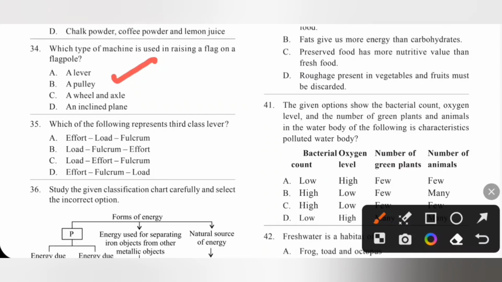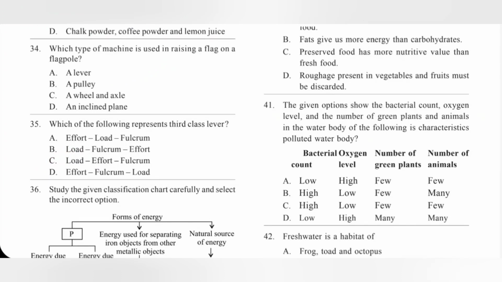So in the third class lever, the effort is in between the fulcrum and the load. Tongs and fishing rod are examples of third class lever. So option C is the correct answer. The effort is in between load and fulcrum. So option C is the correct answer.